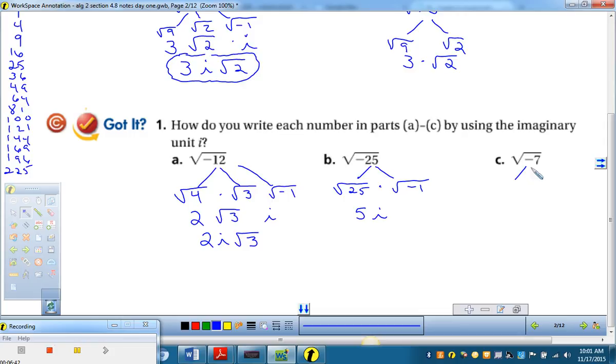Okay? And here, biggest factor of 7 that is a perfect square. So we have to write this as root 7 times root negative 1, which is root 7 times i. So we put that i in front and we get i root 7. Okay? Questions there? Okay, let's move on.